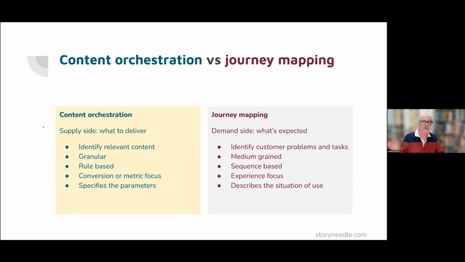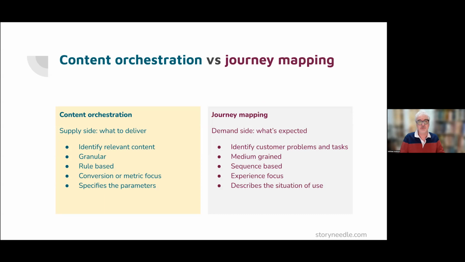So think about journey mapping and content orchestration as being complements to one another. The content orchestration deals with the supply side. So it is there to specify what to deliver to people. The journey mapping is the demand side. It's about determining what's expected by people. Now, they are complements, although they do deal with some different levels of detail.